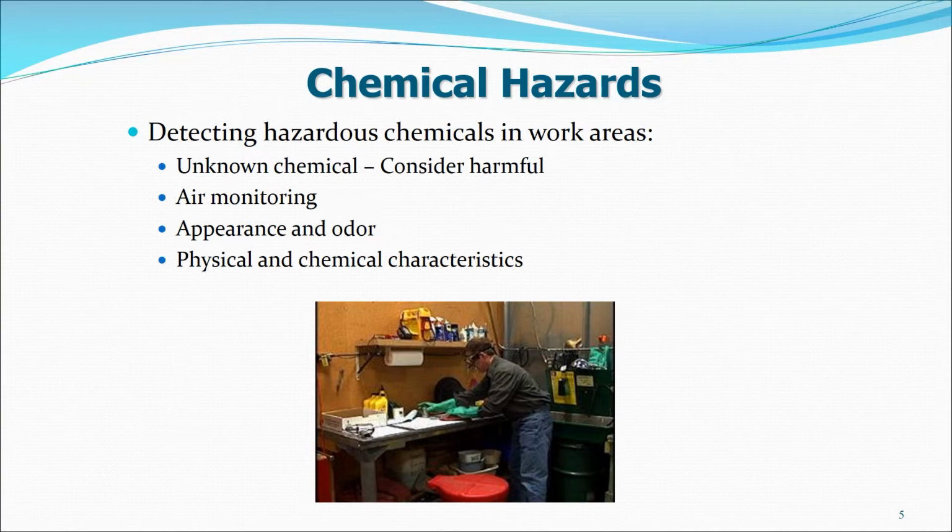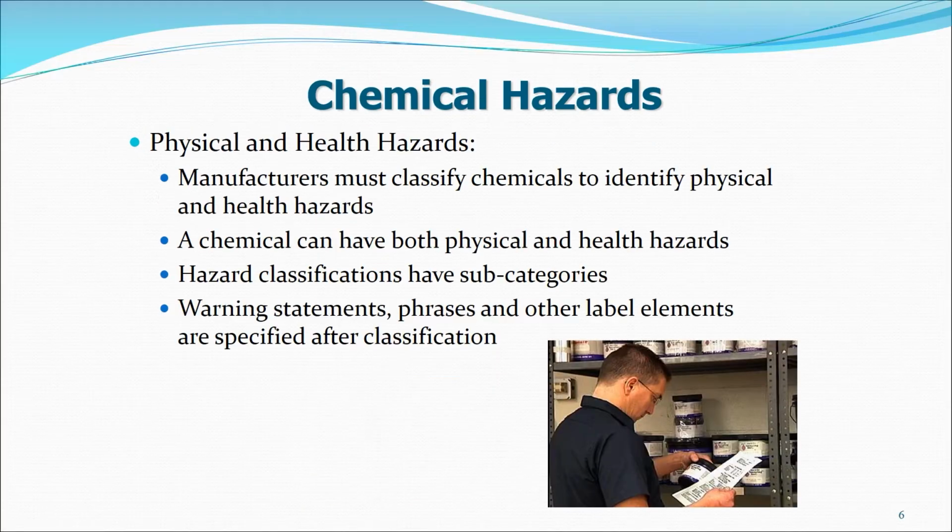The same rule applies to trying to identify a chemical by touching it, to find out if it feels oily, for example. A hazardous communication program takes steps to ensure that all chemicals in the workplace are identified, but if you encounter an unknown chemical, you should consider it to be hazardous and get more information about it before anyone uses it. There are two general types of chemical hazards: physical hazards and health hazards. A chemical can have both physical and health hazards.